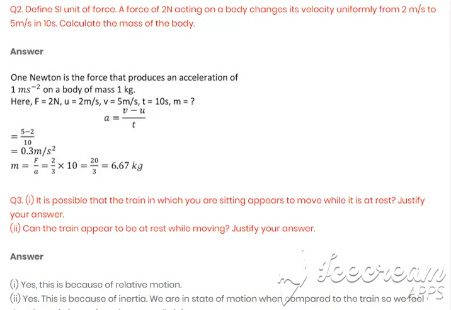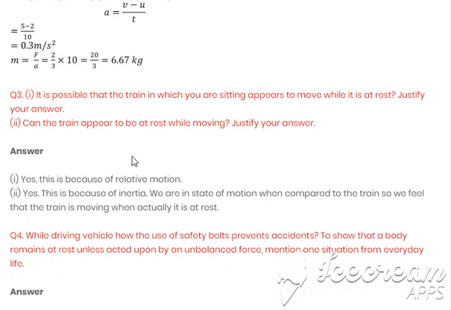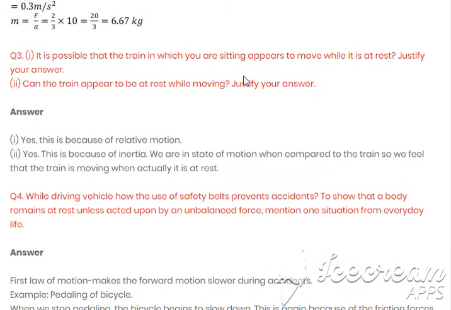Next is a reasoning question. It is possible that the train in which you are sitting appears to move while it is at rest. Yes, this is because of relative motion. Can a train appear to be at rest while moving? Answer would again be yes, this is because of inertia. So we are in a state of motion when compared to the train. So we feel that the train is moving when actually it is at rest.